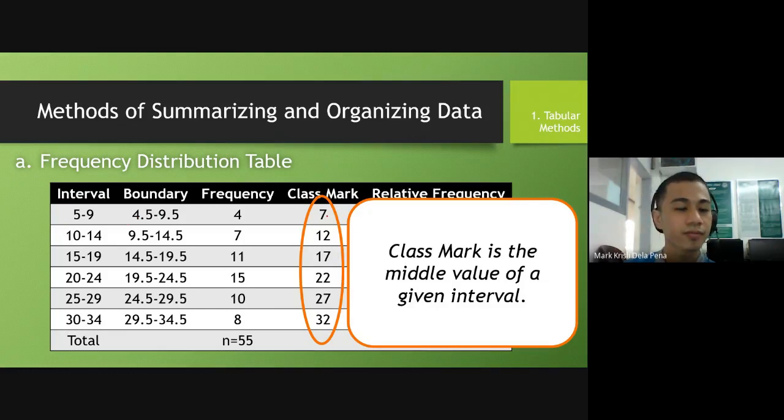Now, if your answer has decimal values, then you would just have to round it off to the same number of places as the interval. Since we have whole numbers here, our rounding off should be to the nearest ones.